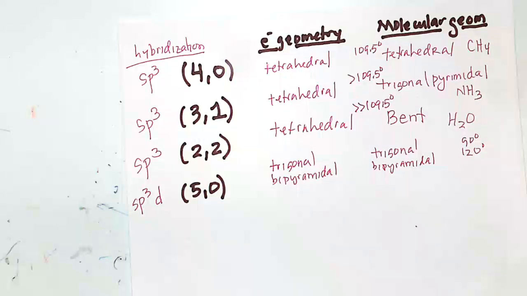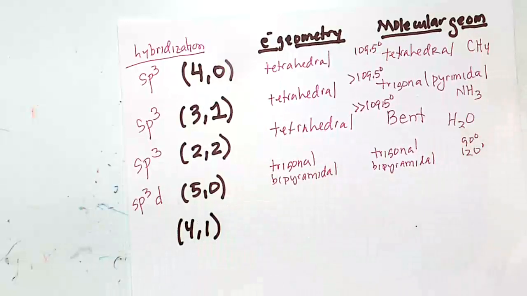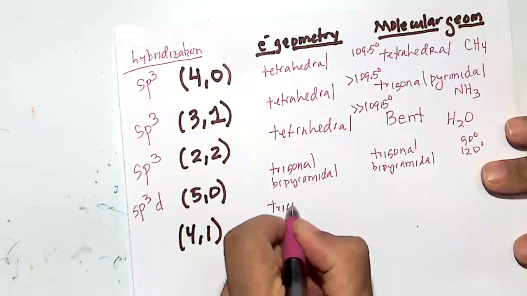Now what do I have here? I have 4 bonds and 1 lone pair. This looks like seesaw, am I right? You check your sheet. 4 bonds and 1 lone pair. So if I were to bet, this is seesaw. See the seesaw? What's the electron geometry? It's still going to be trigonal bipyramidal.